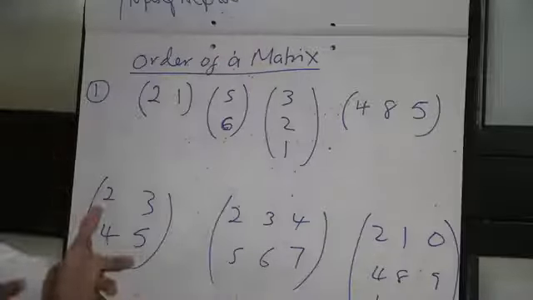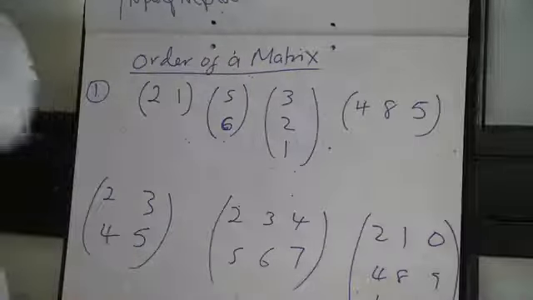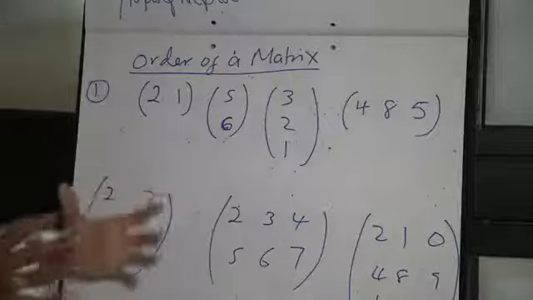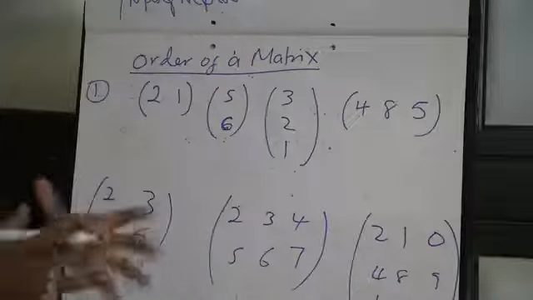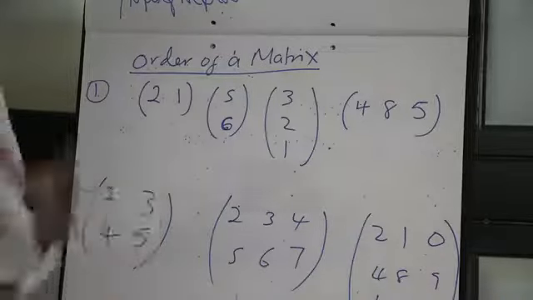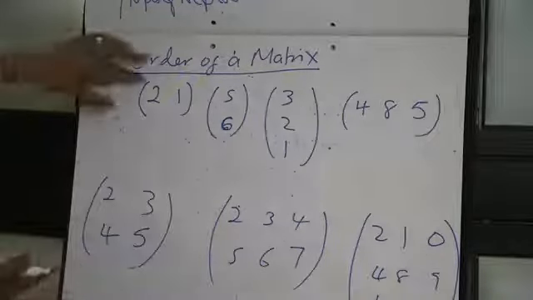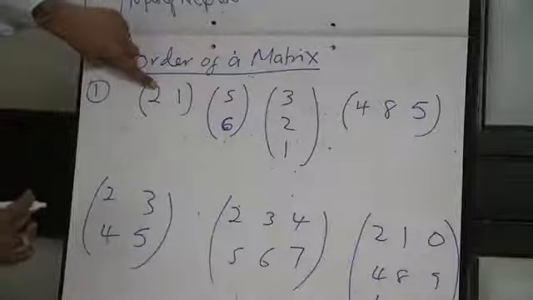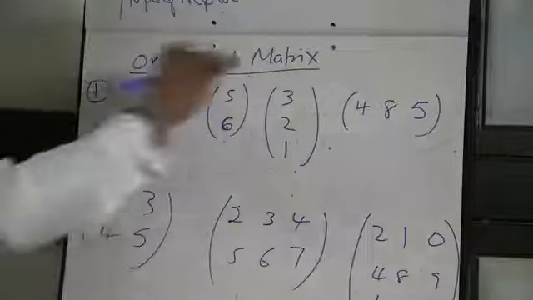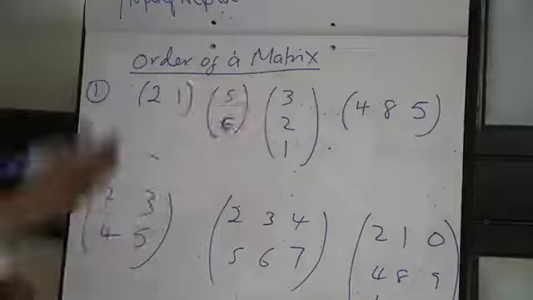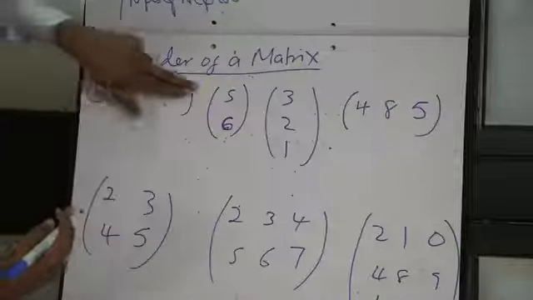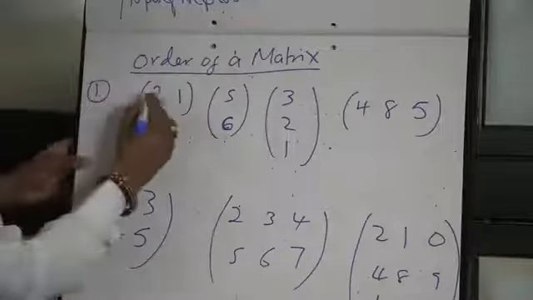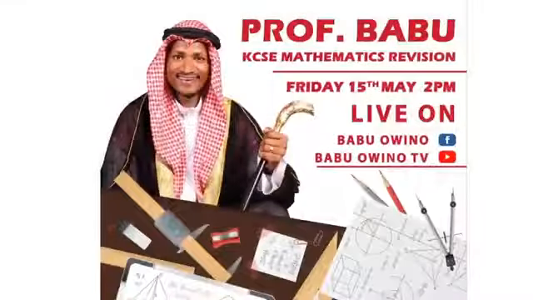In naming of a matrix, or in getting the order of a matrix, number 1, you start by counting the number of rows that matrix has. Then you go to the number of columns. Rows run horizontally, while columns run vertically. So we start by running horizontally to count the number of rows. In our first one, we have 1 row. It runs like this, 1 row horizontally.